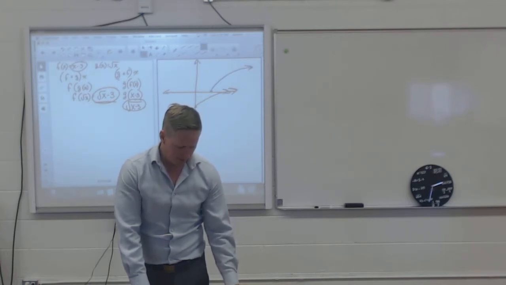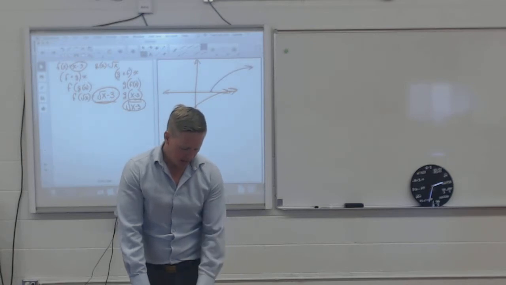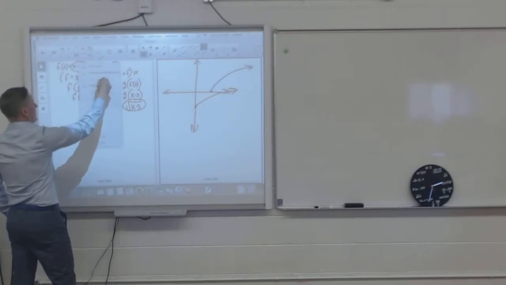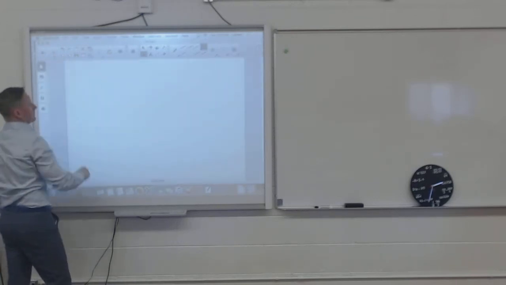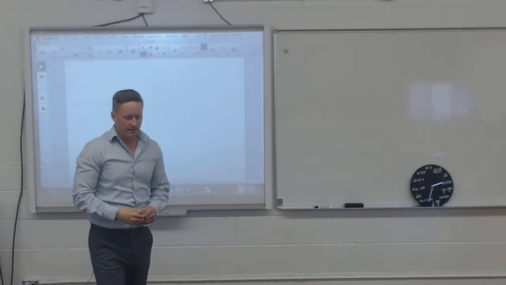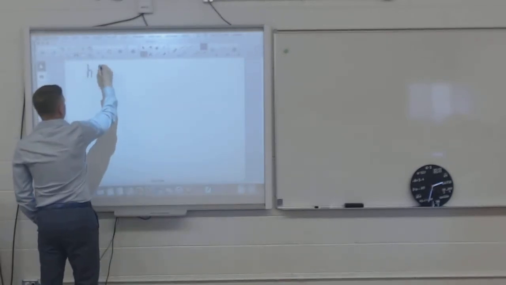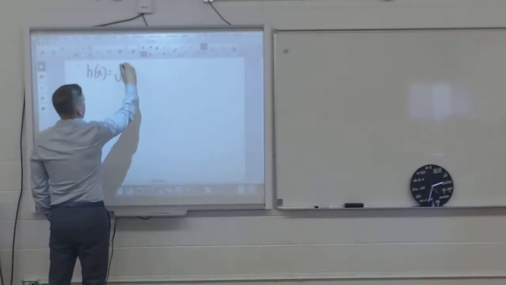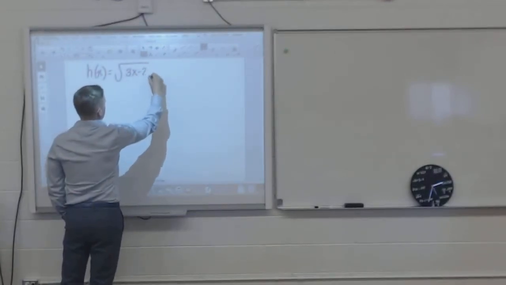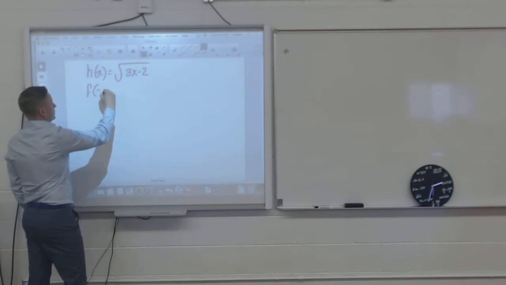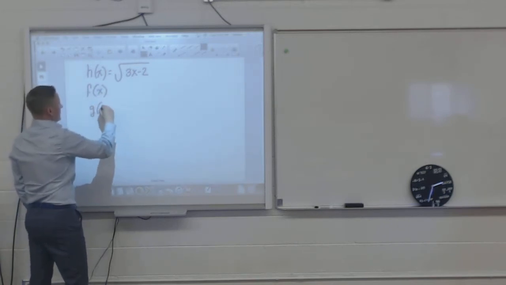I don't think I need to go through any more of these. Actually, I should look at 349. Okay, so far we have done everything. Now what we have to do is they're going to give you an equation, like this, h of x equals the square root of 3x minus 2. And they want you to find 2 equations that I can piece together to get h of x.